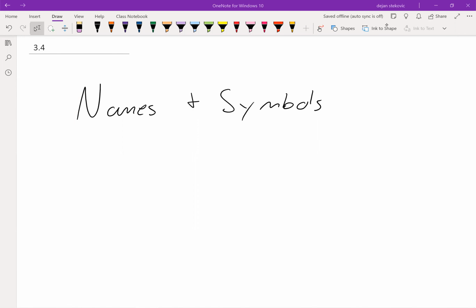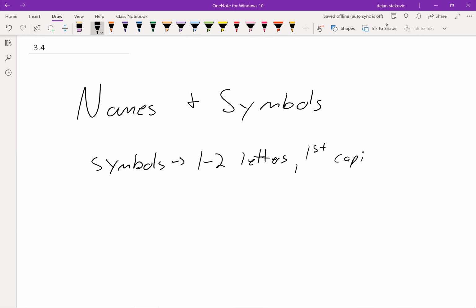All right, so as we saw in the last video, we can call elements by their name, such as hydrogen, or we can call them by symbols. In this case, hydrogen would just be a capital H. So our symbols, they are 1 to 2 letters, and then the first letter is capitalized.